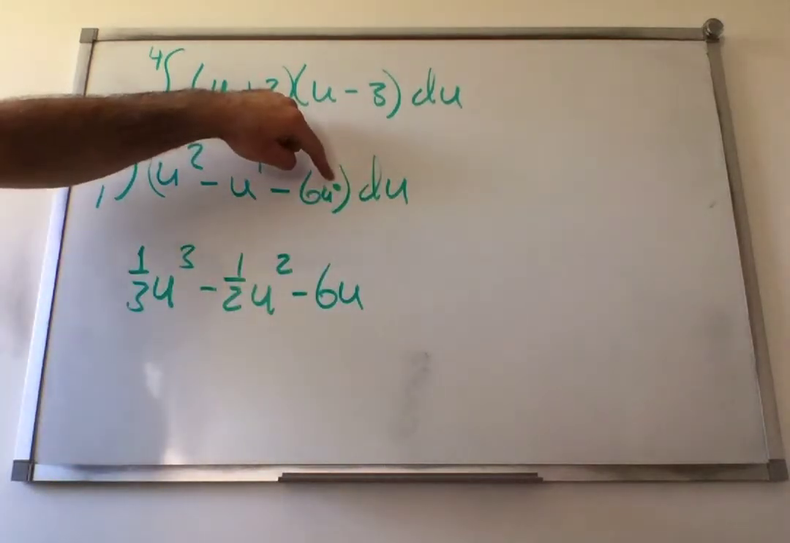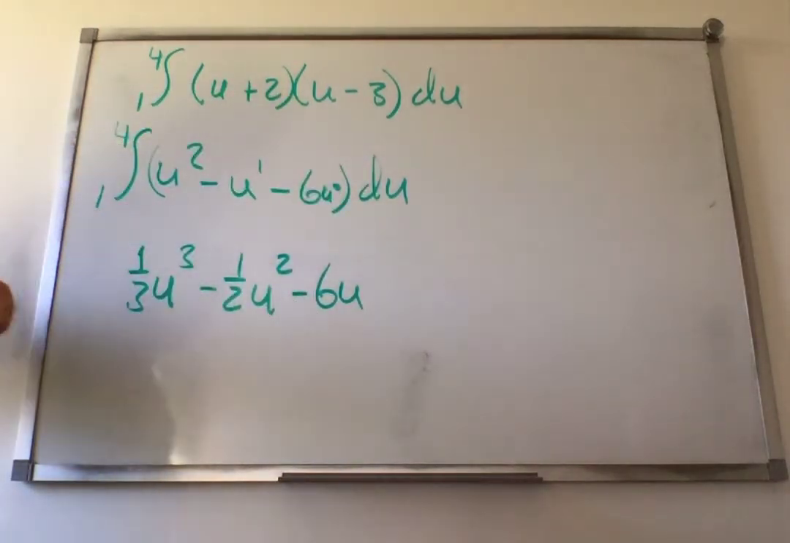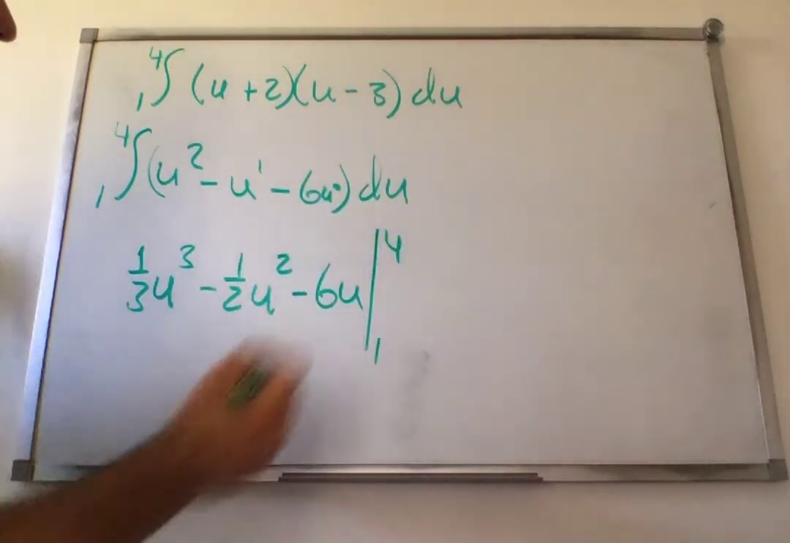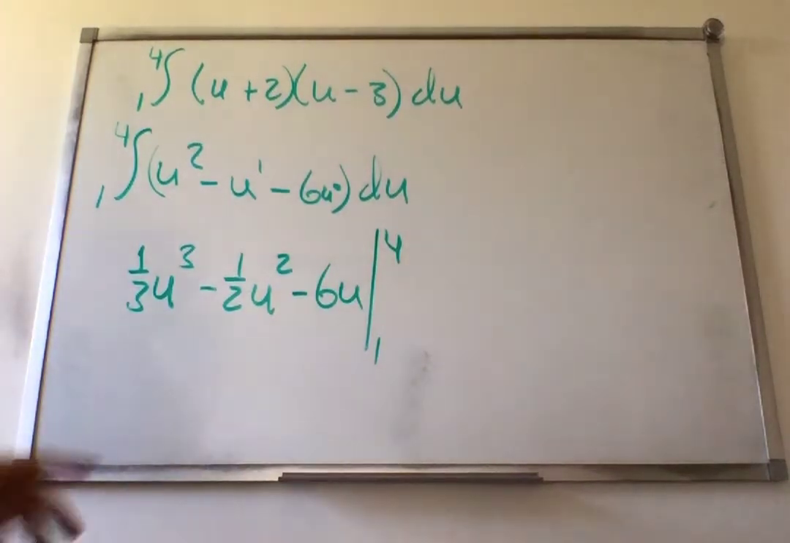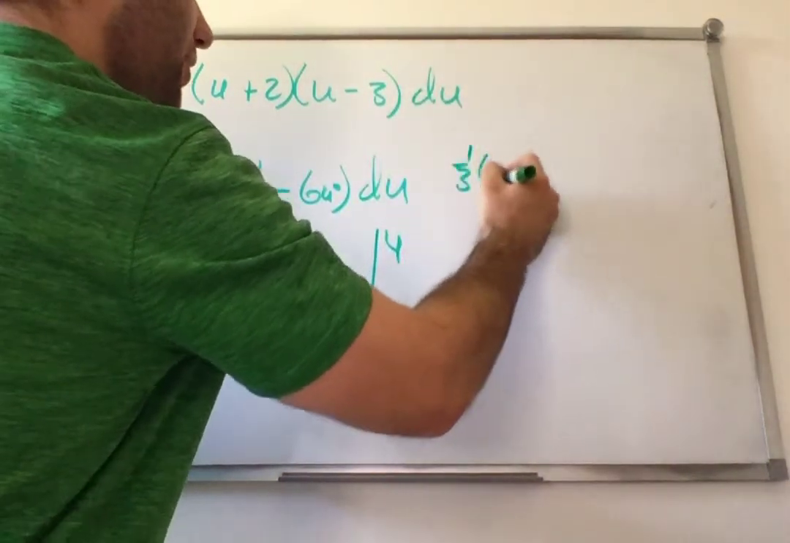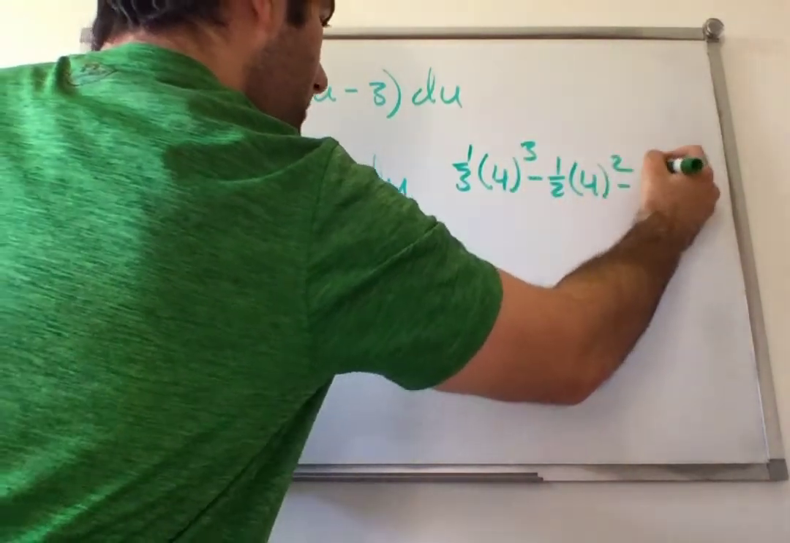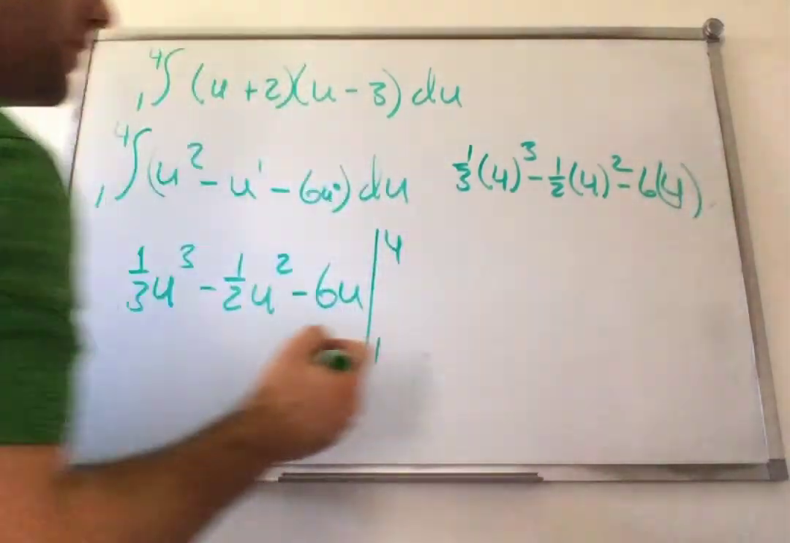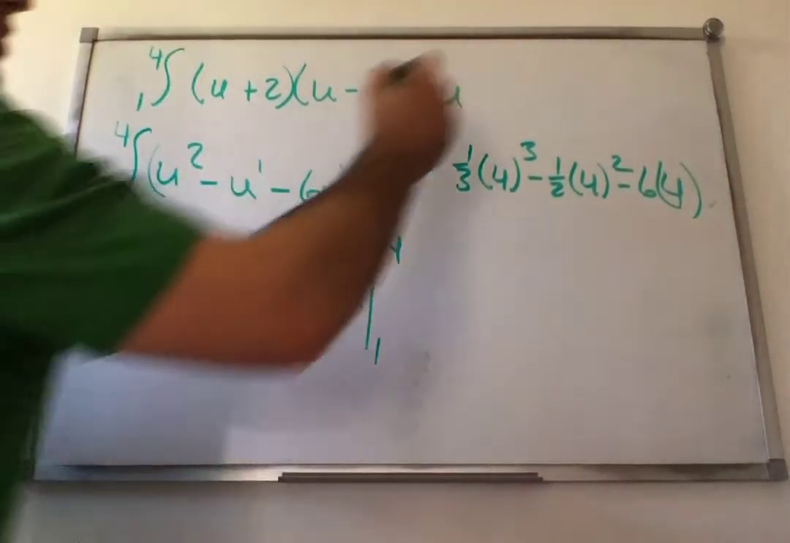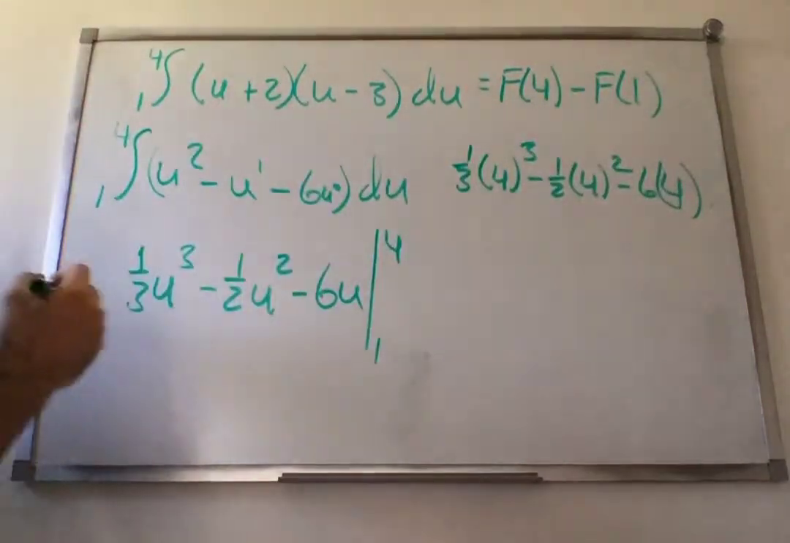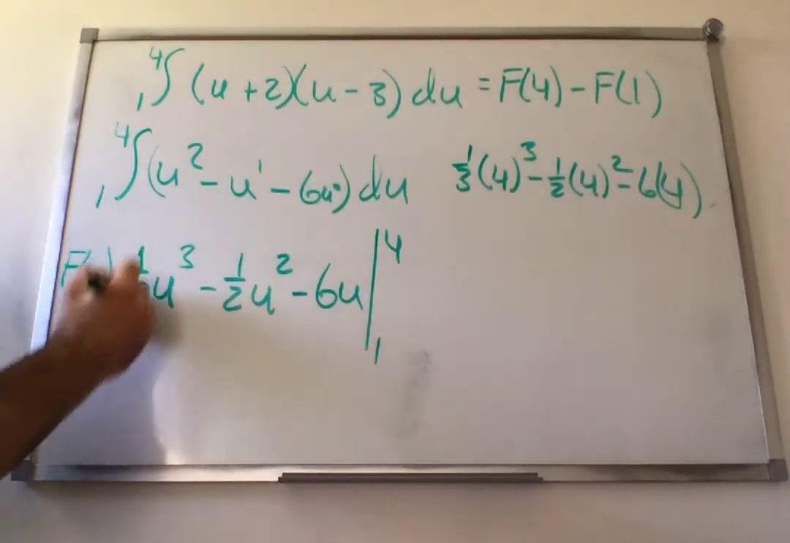If I go up 1 power, it's u to the first, divided by 1, you get that. We can leave off the plus c, evaluate it from 1 to 4. So all this is saying is take 4, plug it in, minus take 1, plug it in. So 1/3 times 4 cubed minus 1/2 times 4 squared minus 6 times 4. So that's just plugging 4 in. So this is f of 4 minus f of 1. Here's our f function, f of u.